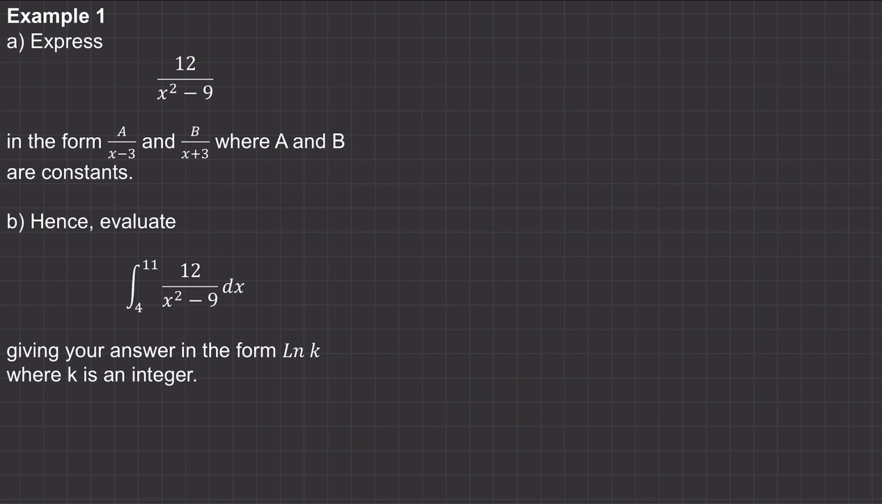Okay, so the first thing we've been asked to do is to express this fraction in the form of A over x minus 3 plus B over x plus 3. So we need to begin by factorizing the denominator. So we have 12 over x minus 3 then x plus 3. So we have a difference of 2 squares here. And this is equal to a constant A over x minus 3 plus a different constant B over x plus 3.